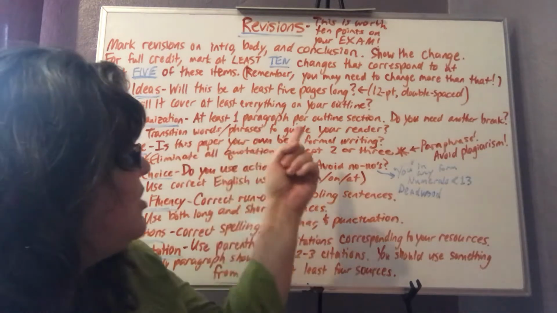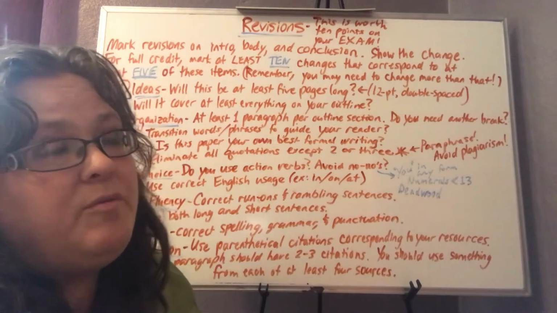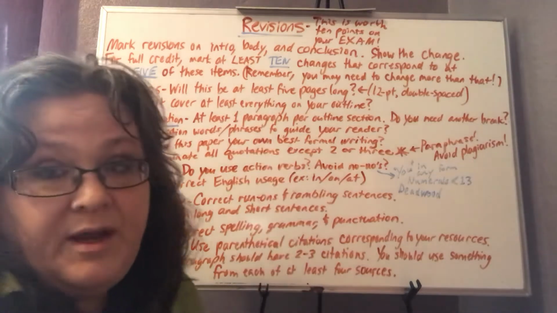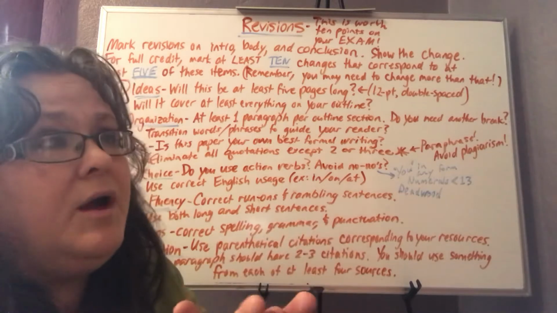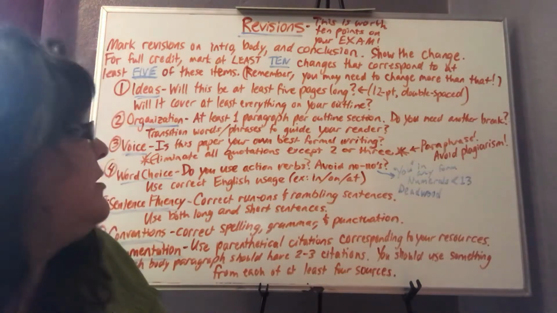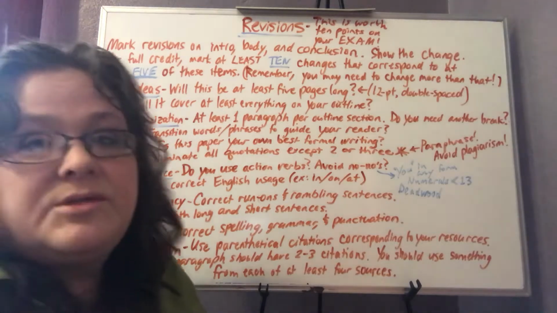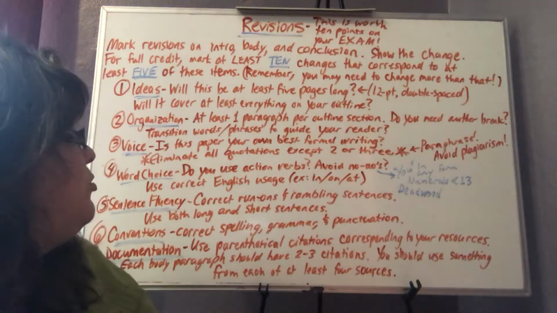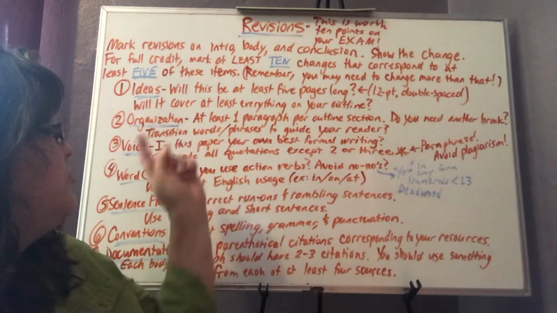It says at least 1 paragraph per outline section. Do you need another break? If you have a paragraph that's like an entire page typewritten, that's too long of a paragraph. Where can you break that paragraph? Just consider that. Where is a natural place to break it? Do you have transition words or phrases to guide your reader? So, on the other hand, stuff like that will help with the organization and readability of your paper. That will go under number 2 as well.